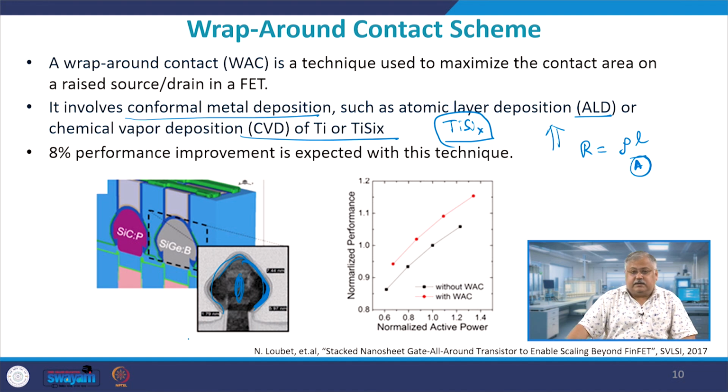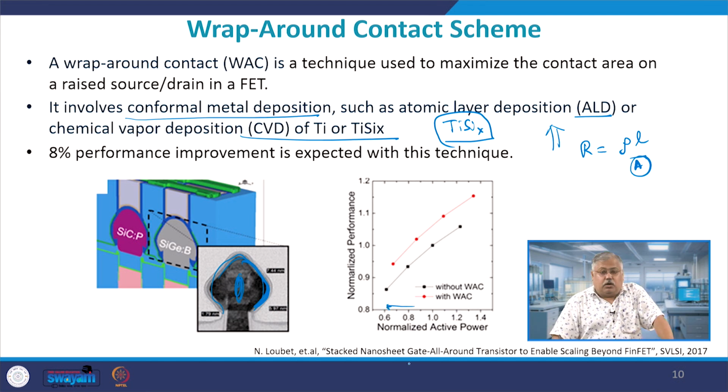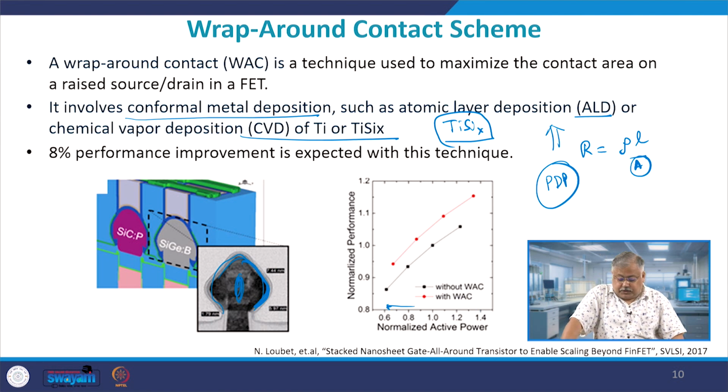If you look at the right hand side figure, which shows normalized performance in terms of delay against normalized active power, then as the active power goes on reducing, the performance also reduces, which means the delay increases. Why? Because the power delay product will always remain constant, and as you increase the normalized active power, your performance also increases, which basically means my tau goes on reducing.